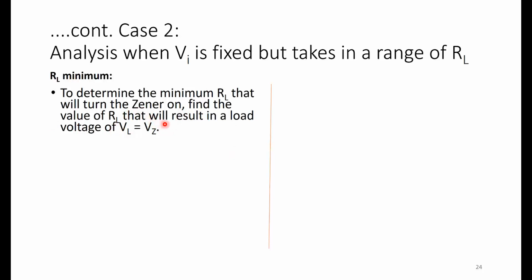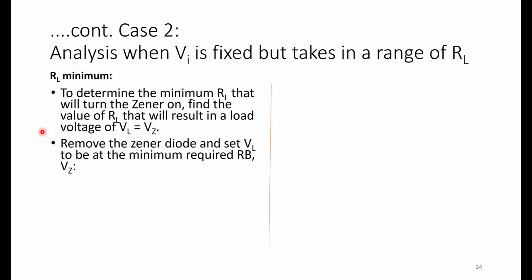We need to find the value of RL that will result in a load voltage where VL equals Vz. In the first case, because RL is fixed, we removed Vz and found what VL is. If VL is greater than Vz, then we say it will break down. But in this case, we're trying to find the range of RL. So when we remove the Zener diode, we set VL to be at the minimum required reverse bias Vz so that it breaks down.